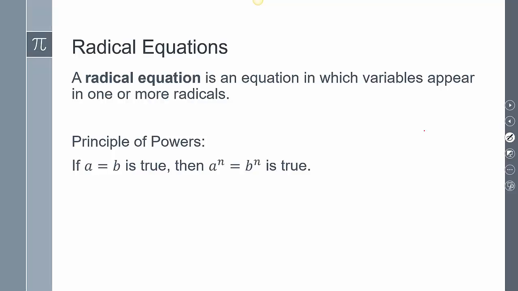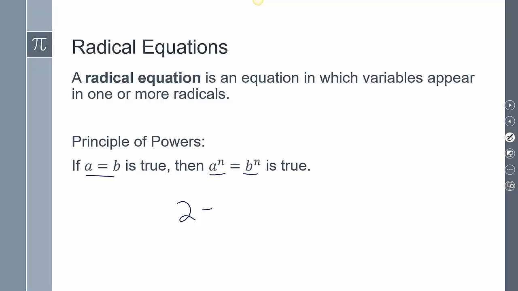Now with radical equations, a radical equation is an equation in which variables appear in one or more radicals. Now we have to use this principle of powers. It helps us, or it enables us to be able to solve these radical equations. Now it just states that if A equals B, and that's a true statement, then if I take both sides to some power, that's also going to be a true statement.